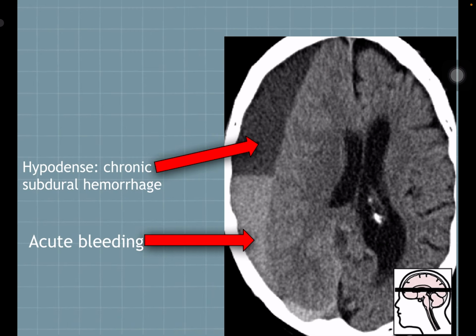Okay, this is a unique case. We have two densities, hypodense and hyperdense. It indicates this is the chronic subdural hemorrhage, while this is the acute bleed.